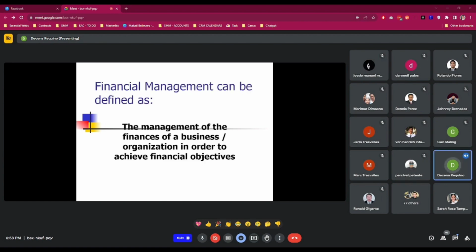Bali yung pangatlo nating, pang-ilan na ba ito? Pangatlo sa akin, no? Yung financial management.